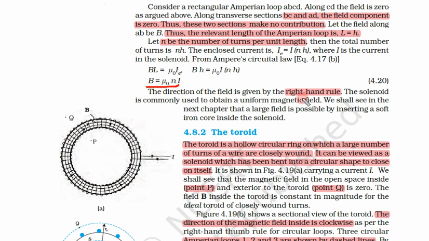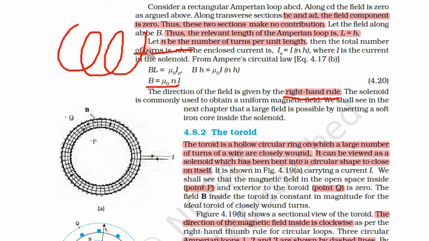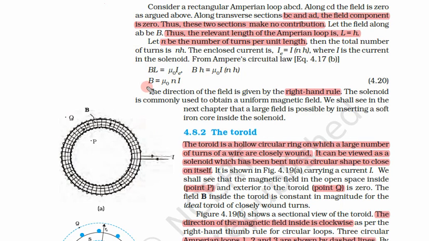The direction of the field is also given by the right hand rule that you all know. If the current is moving in this direction, like this, then the direction of the field would be something like this, given by your thumb. The solenoid is commonly used to obtain a uniform magnetic field. We shall see in the next chapter that a large field is possible by inserting a soft iron core inside the solenoid, that we will study later. But the important result is, if the number of turns per unit length is large, the field produced by the solenoid will be large.